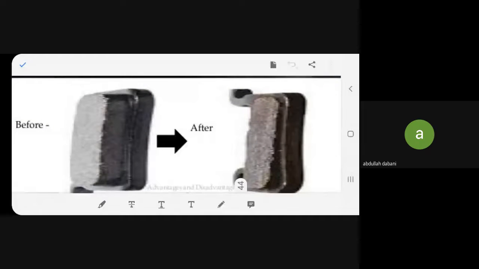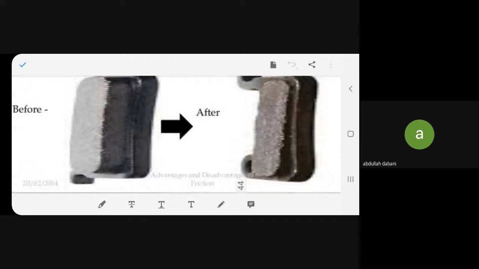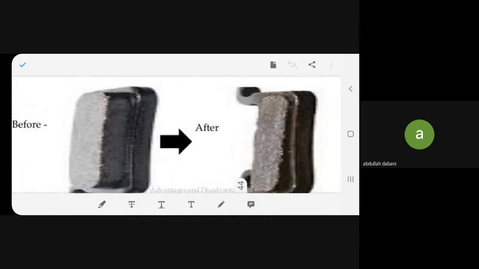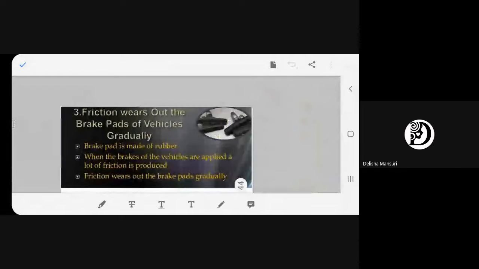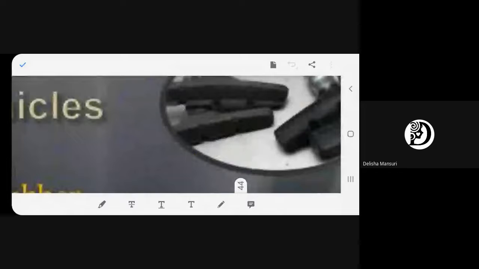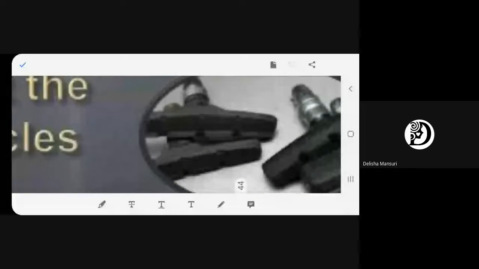This is the pad before, and say this is after. Got it? This much portion is worn out. You understood? Because of the usage, we are applying brakes so many times. So whenever you do servicing, you have to remove this. Okay? Understood better? So this is how your brake pad looks like. See, another vehicle.